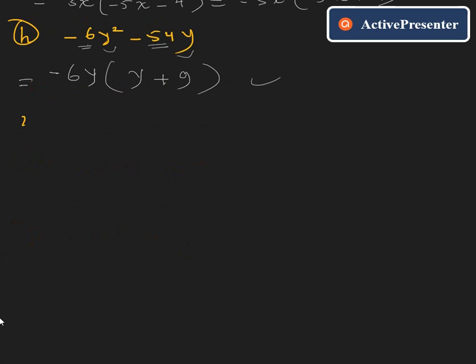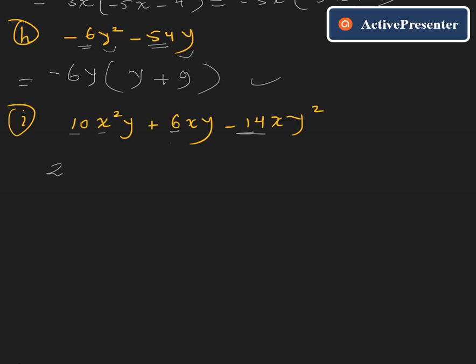Another question, 10x squared y plus 6xy minus 14x y squared. So you can see here in numbers what is the greatest that can divide them all. I can say 2. 10 divided by 2 is 5. 6 divided by 2 is 3. Minus 14 divided by 2 is minus 7.